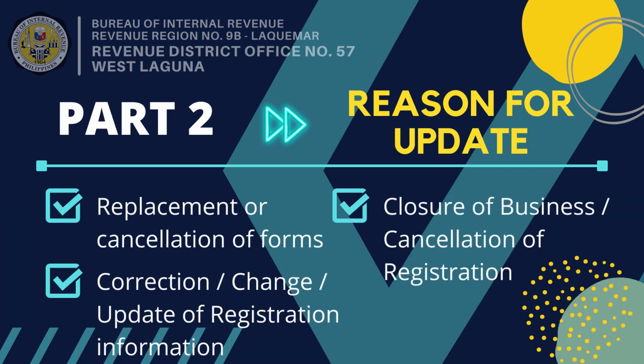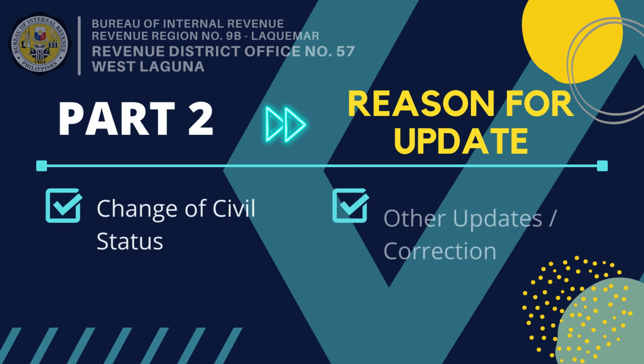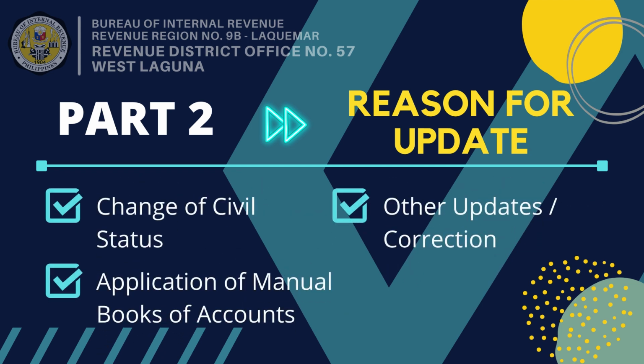Moving on with Part 2. The following are the reasons for update by the taxpayer. First is replacement or cancellation of forms, next is correction or change or update of registration information, then closure of business or cancellation of registration, change of civil status, application of books of accounts and other updates or correction.